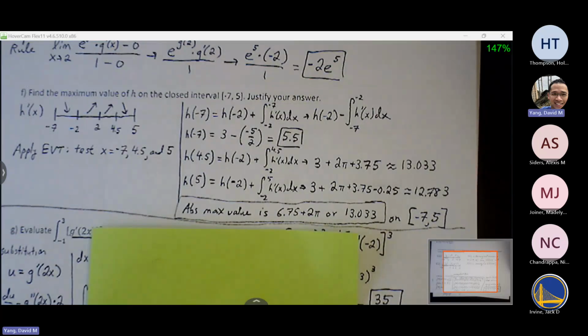And then from -2 to 5, we're adding up the starting point, semicircle, triangle, and then we're also subtracting. Oh, sorry, I said -1/2.